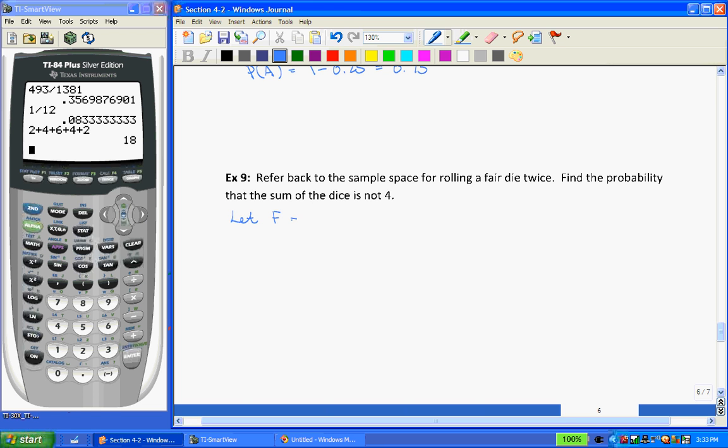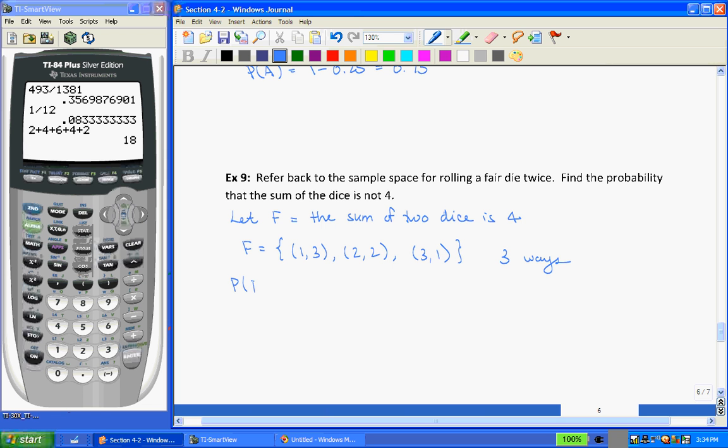So I'm going to let F be the event that the sum of 2 dice is 4. What's the probability of F? Well, let's list out the sample space. Let's do that. So F, the way that can occur is a 1 and a 3, a 2 and a 2, or a 3 and a 1. And you can verify that back with what we wrote down. So this is 3 ways that this can happen.